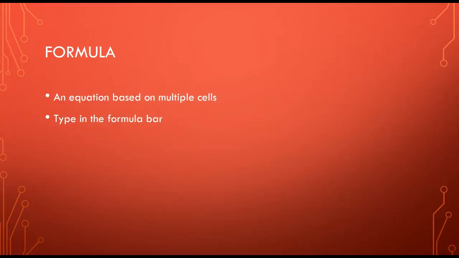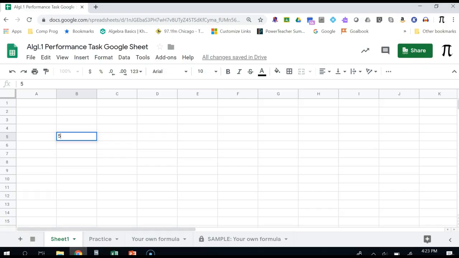A formula is another way to generate data. It is an equation based off of multiple cells. You would type the formula into the formula bar. The formula bar is found above the spreadsheet. In this case, because I'm entering data, I would just be entering 5 into the formula bar and I would hit enter. And there is my data.